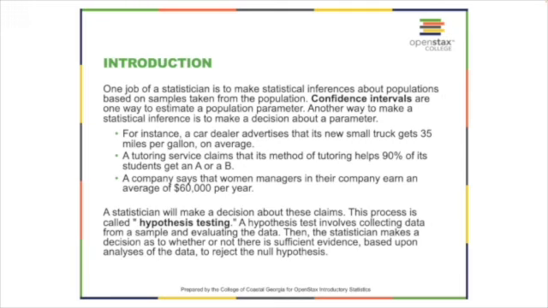A company says that women managers in their company earn an average of $60,000 per year, rather than saying a car dealer advertises that a new small truck gets between 30 and 40 miles per gallon. They are making a claim about a specific value. A statistician will make a decision about these claims. This process is called hypothesis testing.